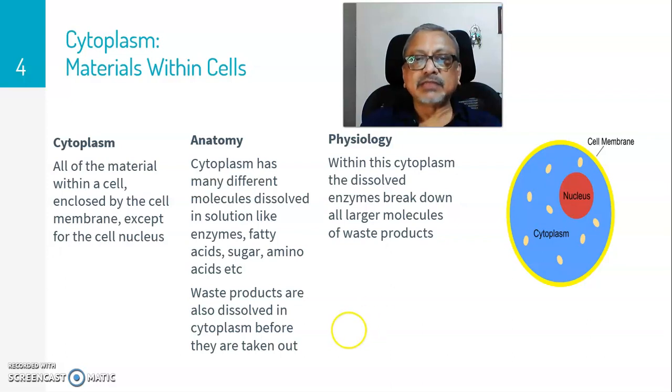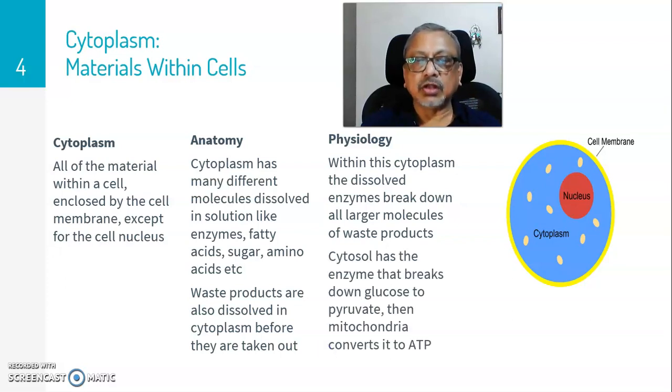Within the cytoplasm, the dissolved enzymes break down the bigger molecules, the waste products. And cytosol, the aqueous part of the cytoplasm, contains an enzyme that breaks down glucose, which is then converted to ATP by the mitochondria.